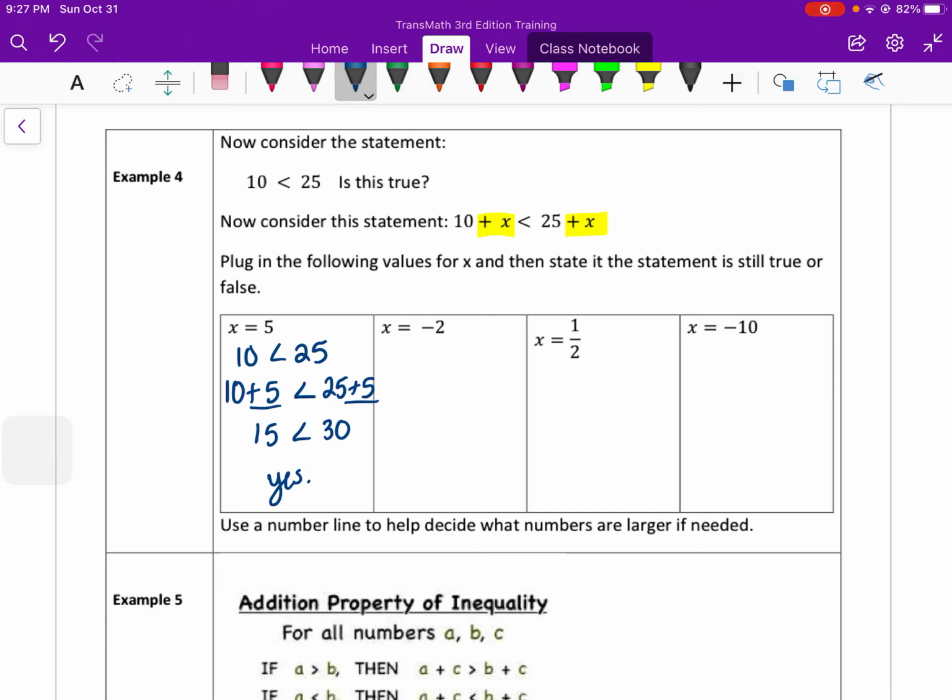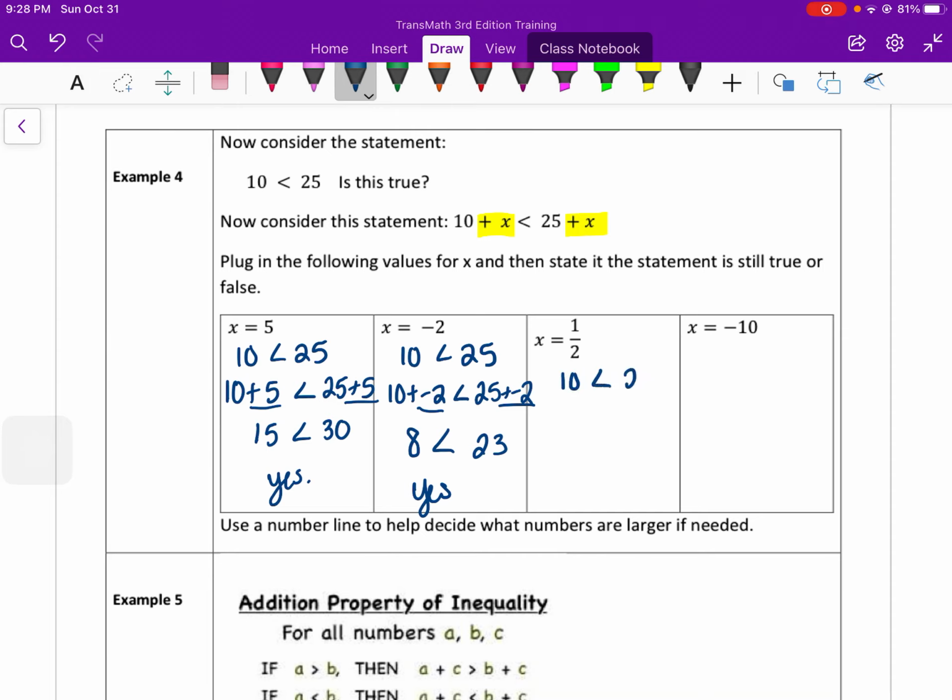Let's try it with a negative. So I started with 10 is less than 25. If I add negative 2 to both sides, it'd be 10 plus negative 2. Is that less than 25 plus negative 2? 10 plus negative 2 is the same thing as 10 minus 2, so that's 8. 25 plus negative 2 would be the same thing as 25 minus 2, which is 23. So is 8 less than 23? And I would say yes, it is. So adding a negative to both sides did not change the inequality. It stayed true.